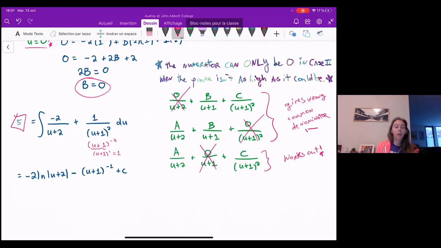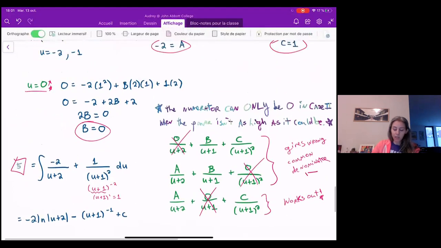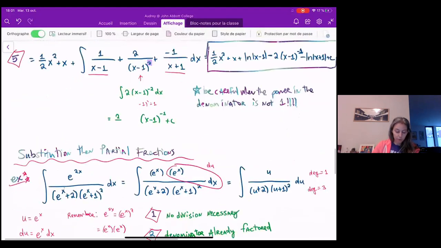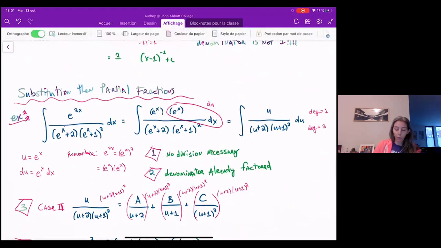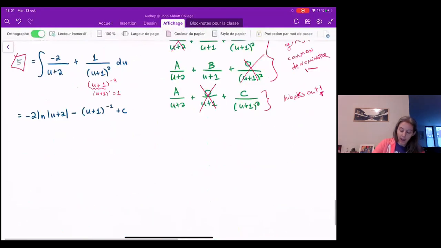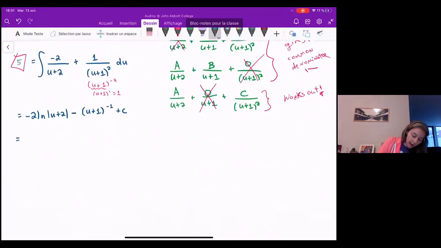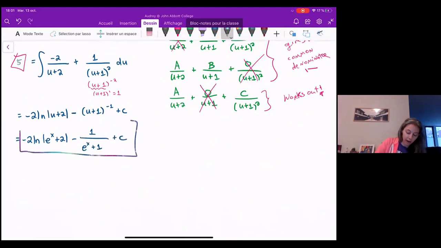So my u here, one last step, my u is equal to e to the x. So we want to replace u with e to the x, and this gives us -2 natural log of e to the x plus 2, minus 1 over e to the x plus 1, plus a constant. That is my final answer. And if you wanted to leave that as just e to the x plus 1 to the -1, that's also totally fine.